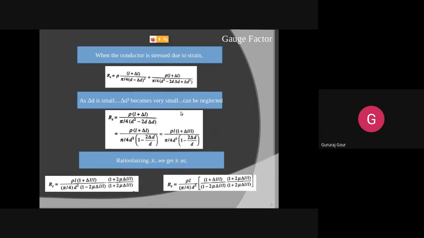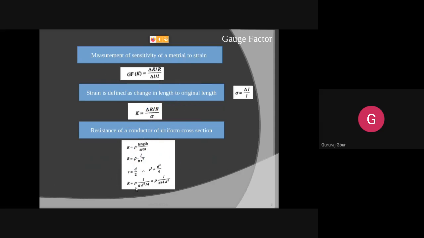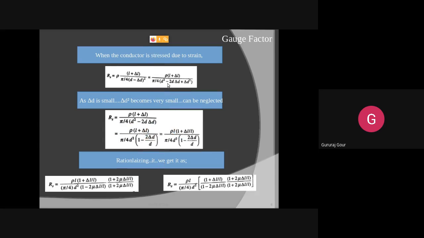Now let us see what will happen if we apply a force or a strain on the wire. When the conductor is stressed because of the strain, the length increases, let us say. If the length increases, then the diameter automatically reduces. So you can see the diameter got reduced with the minus sign, D minus delta D, and the length got increased, that is L plus delta L. Simple R indicates the unstressed resistance before applying the strain.